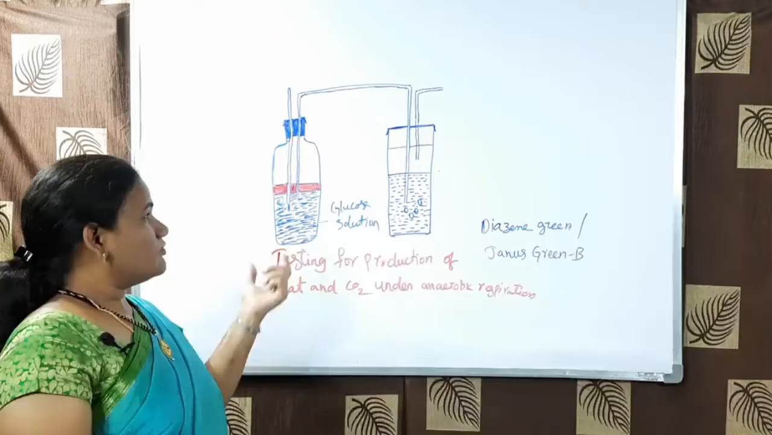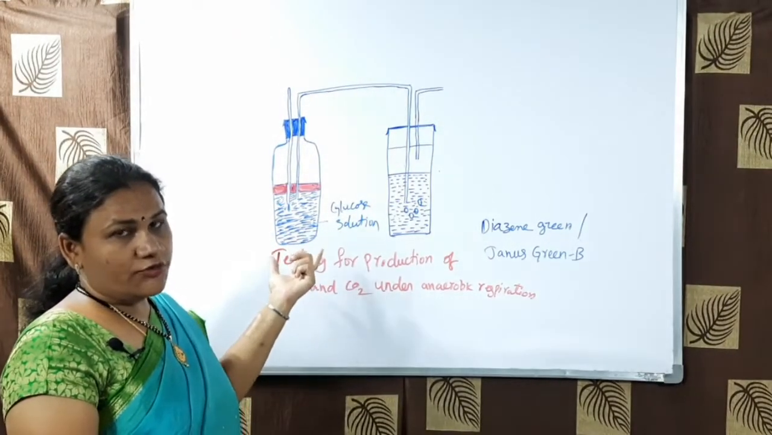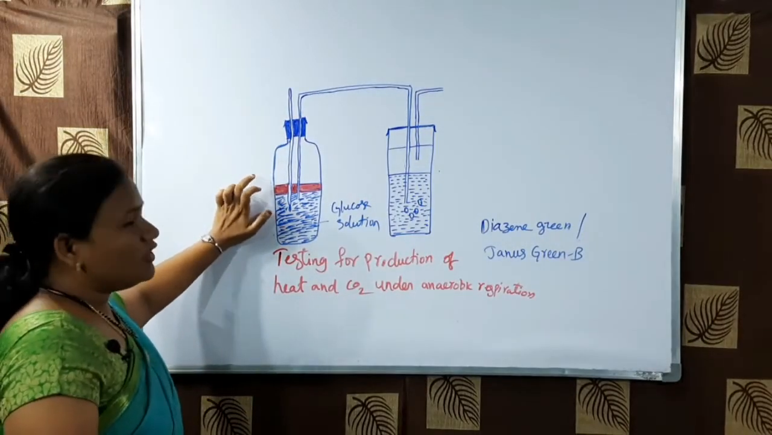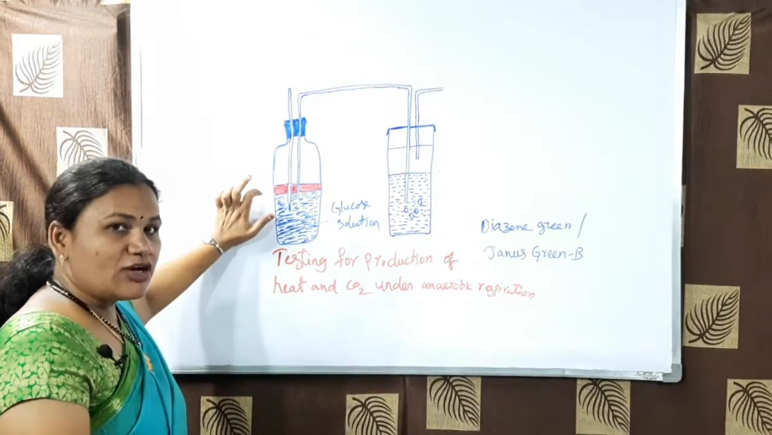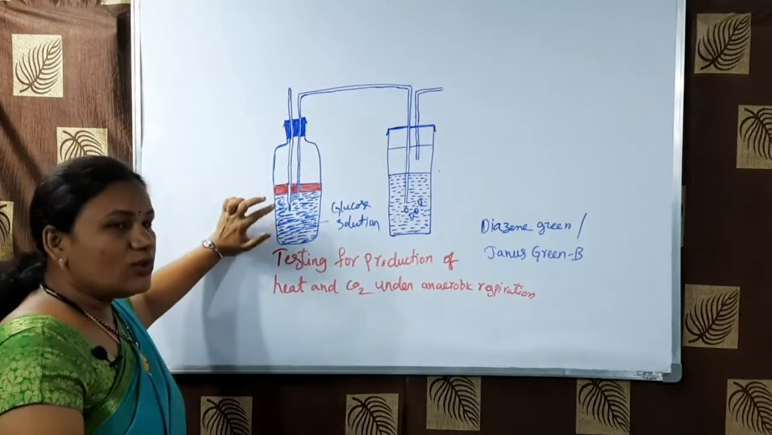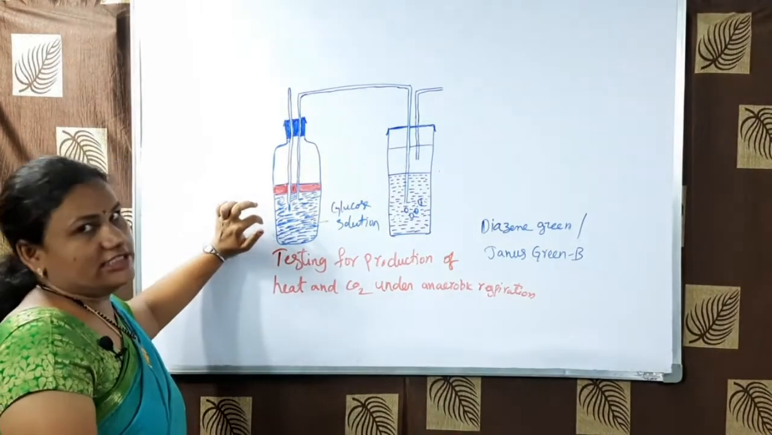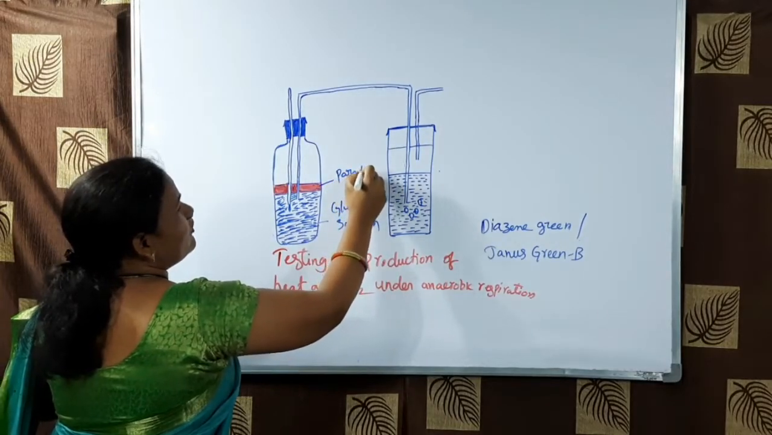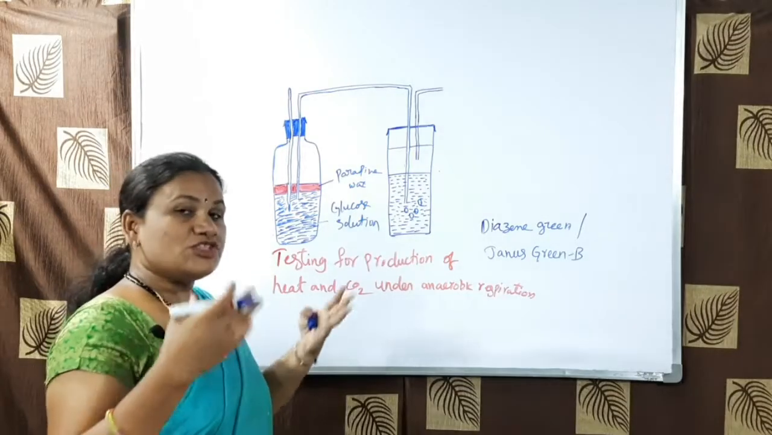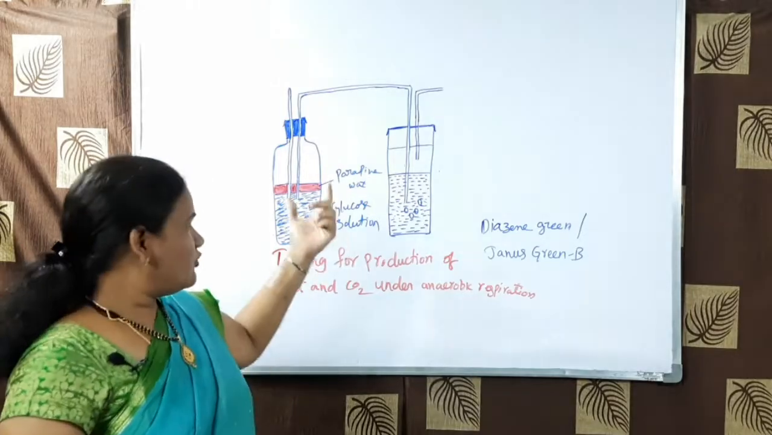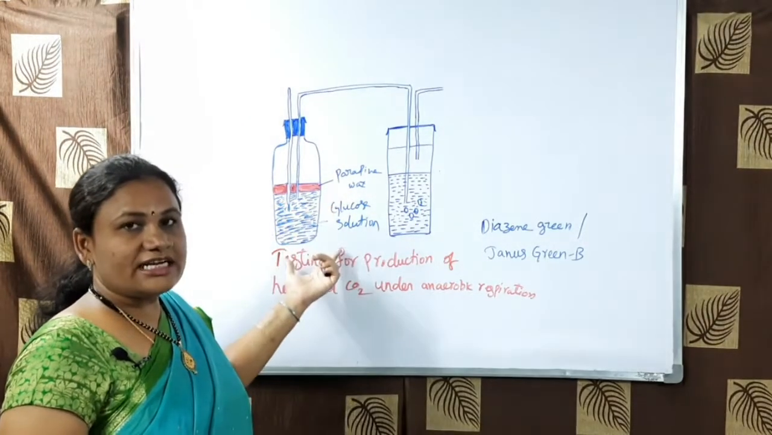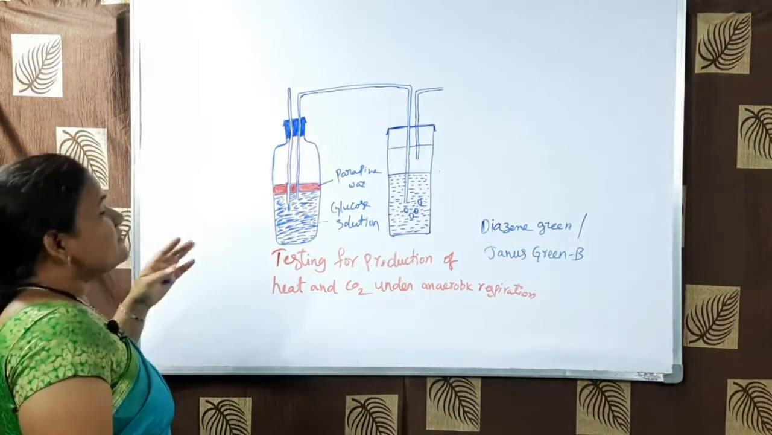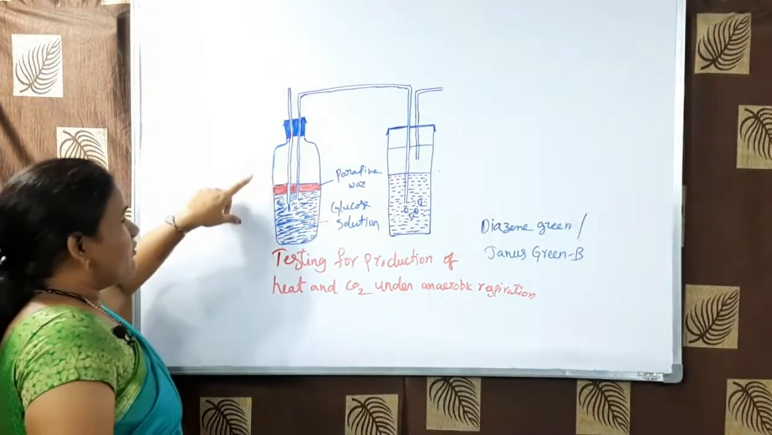After confirmation of the removal of oxygen, we should add paraffin wax to the glucose solution which contains yeast. Why are we adding paraffin wax here? Because it prevents air, that is oxygen, from entering the glucose solution. And also arrange the setup as shown in the figure.